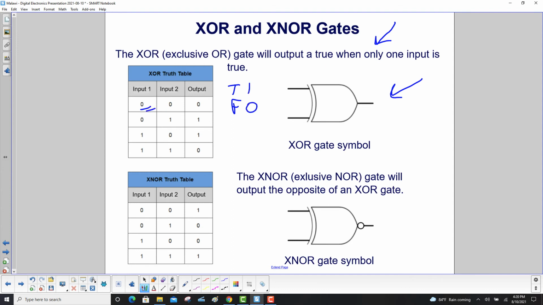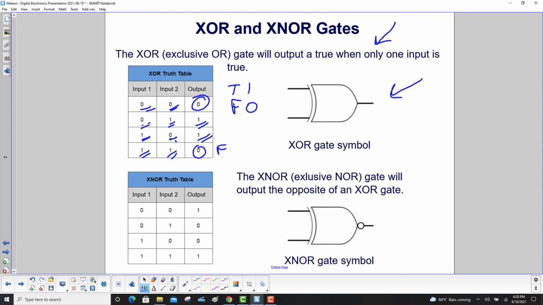So in this case, you don't have any 1s, so you get a false output. In this case, you have one true, so you get a true output. Here, you have one true, and that one is not true, so you get a true output. Here, they're both true, but you can only have one true to get a positive or true output, so you get the 0, which is false.